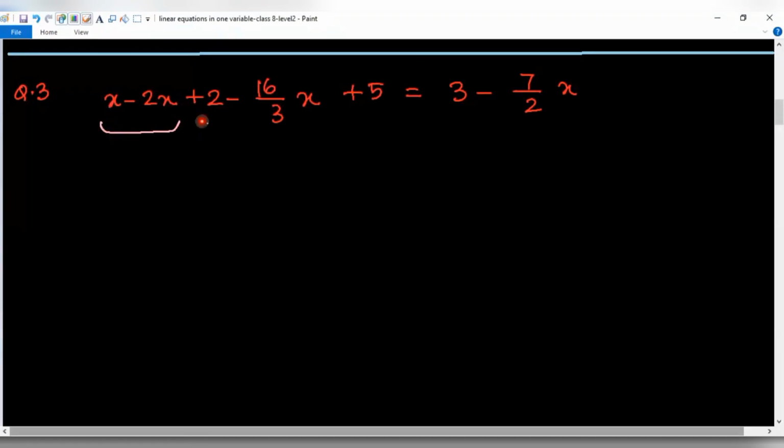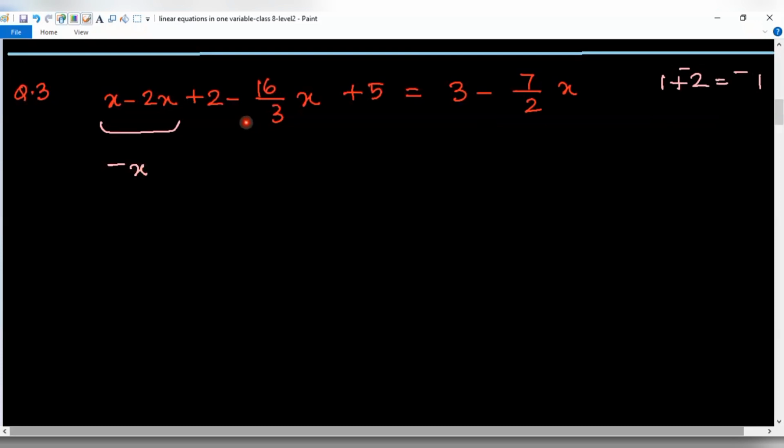Here, x minus 2x. So 1 minus 2. See here, with x we have 1 as the coefficient. So 1 minus 2 is what we have to do now. This minus we can split as plus minus. So 1 plus minus 2, actually adding positive and negative. The bigger one is negative, so the answer is negative, and then just subtract. So minus 1. So it is minus x.